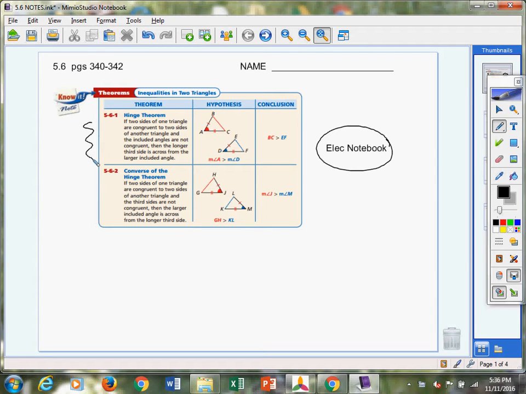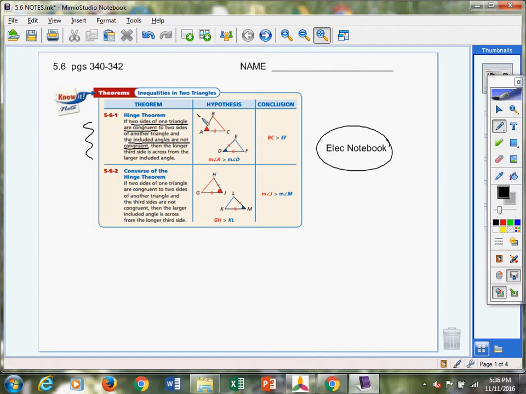Here's what you need to look for when you're studying triangles. Again, we're still delving into triangle relationships, okay? So we're comparing two triangles, and if you see two sides of one triangle are congruent to two sides of another triangle, but the included angles are not congruent, then the longer third side is across from the larger included angle. Now that ties into what we just learned in the last section.